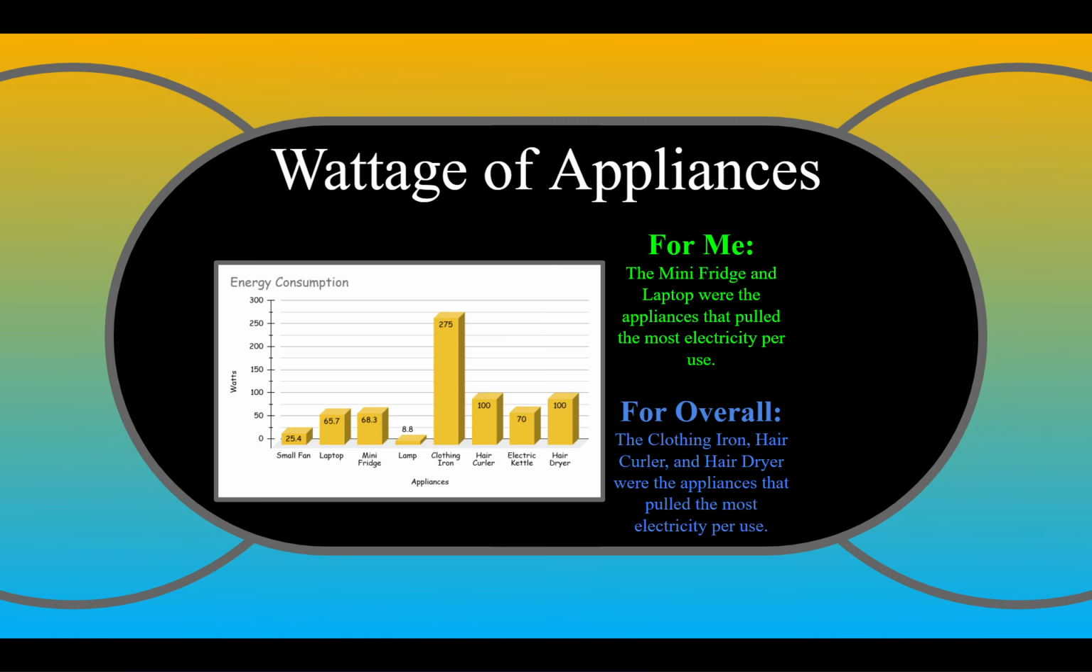Here's a bar graph representing watts in appliances. For me, the mini fridge and my laptop pulled the most electricity per use, followed by my fan and lamp. If we're looking at the overall, the clothing iron, hair curler, and hair dryer pull the most electricity per use, followed by the electric kettle.